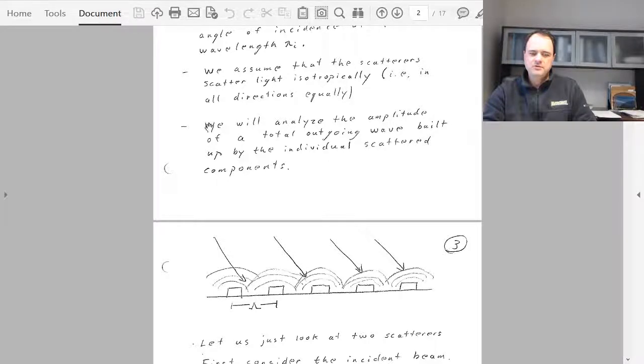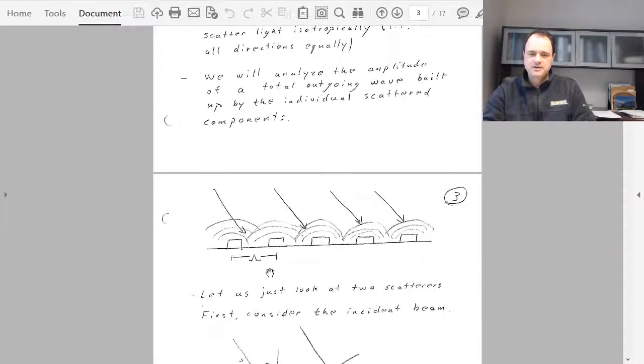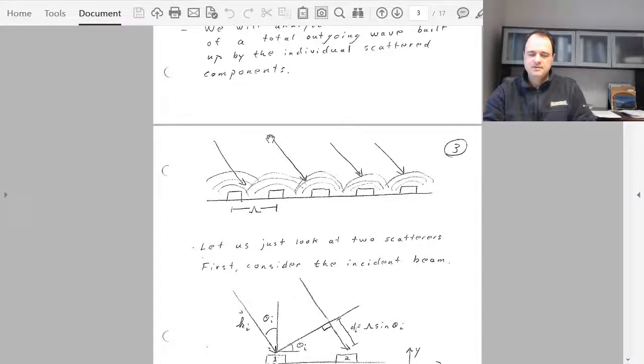So what we will do, we will study the amplitude of a total outgoing scattered wave that is built up by the individual scattered components. So what we have is the incoming light coming in, and it generates an optical field, an optical wave that's isotropic, a spherical wave, going outwards from each scatterer. And that's what these circular lines represent, all right? And then the total scattered wave is just the linear superposition.